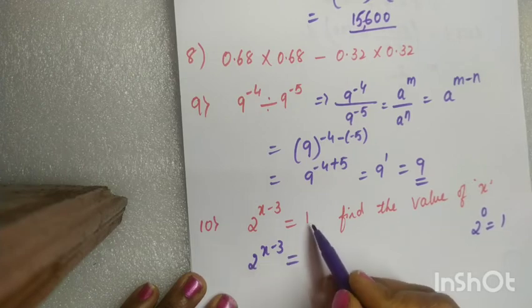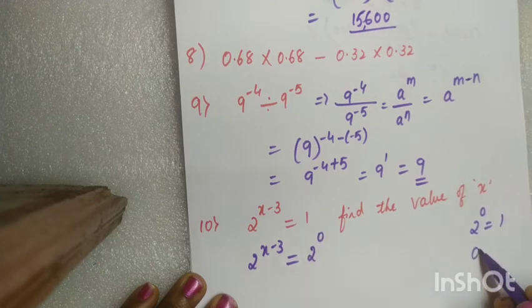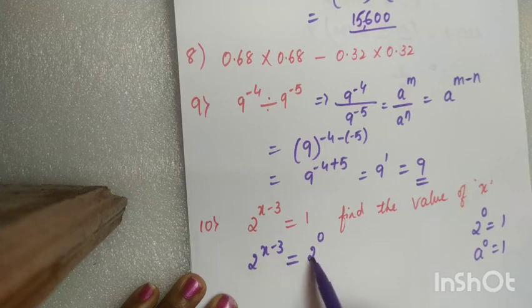Instead of 1, I just write it as 2 to the power of 0. So in general, a to the power of 0 is equal to 1. Now here the bases are the same, so you have to equate the powers. It is x minus 3 is equal to 0. Then what is the value of x? Just transpose this. So x is equal to 3.